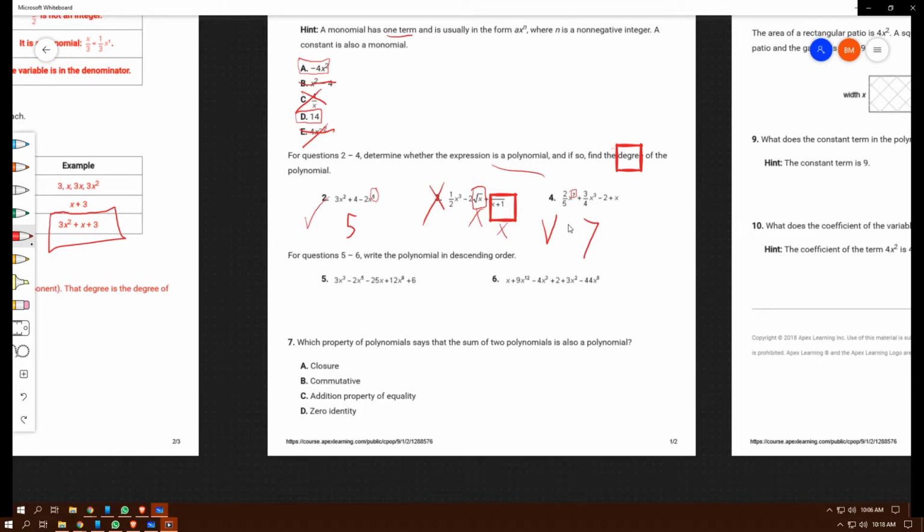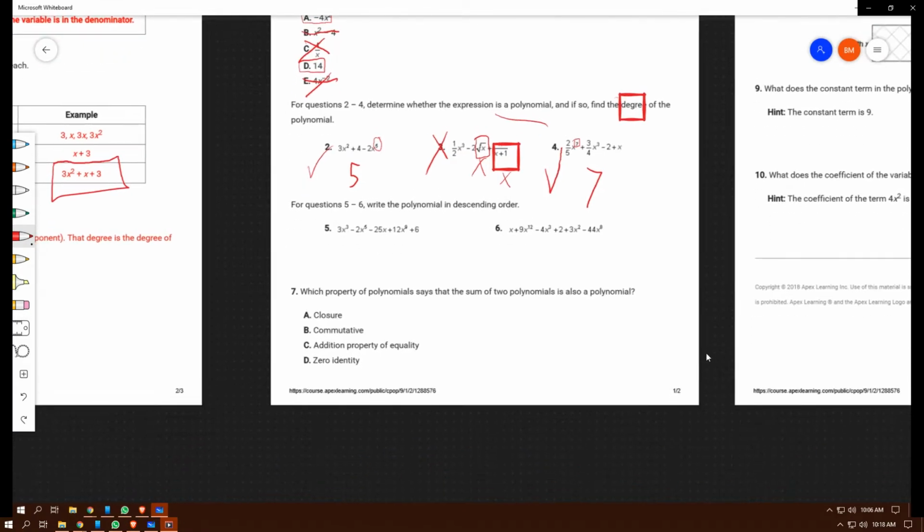All right, moving on down. We're going to do questions 5 and 6. Write the polynomial in descending order. Now what descending order means is we're talking about the exponents. So we're looking for the biggest exponent and put it first, and then the next biggest exponent, and they keep getting smaller as we go down. We are not paying attention to the coefficients.